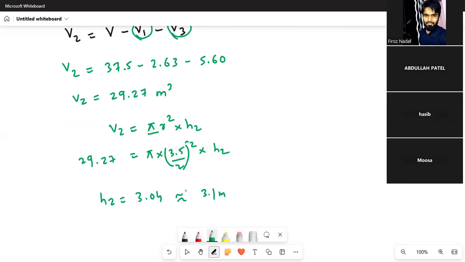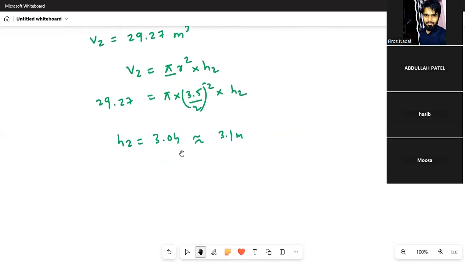Okay. So again, you need to find the total volume, because you have changed H2, you have increased H2. Since you have increased H2, volume will also be increased. So again, you need to find the volume. From that volume, again, you need to find the weight of the material. Weight of the material will also be increased because volume is increased.